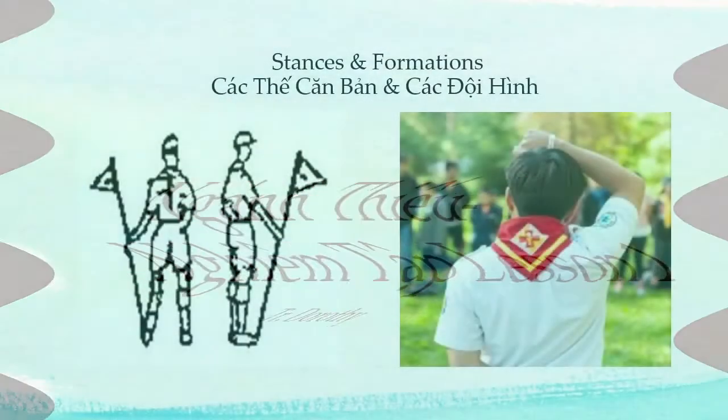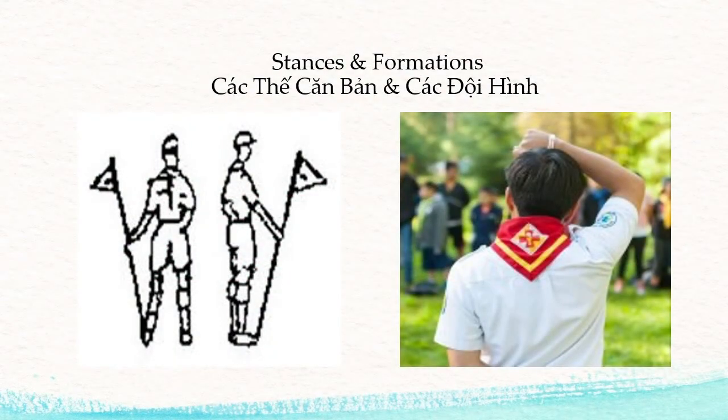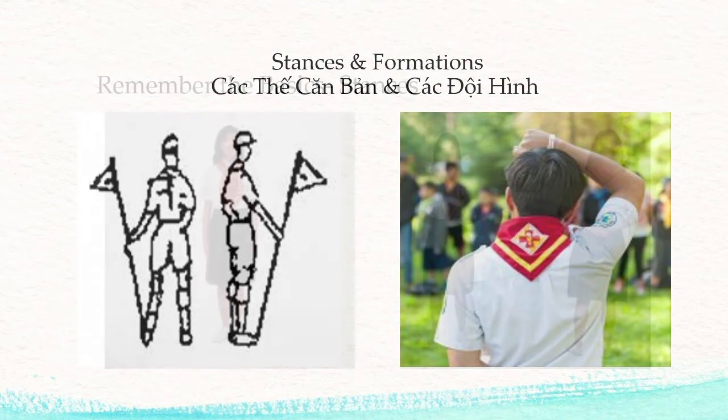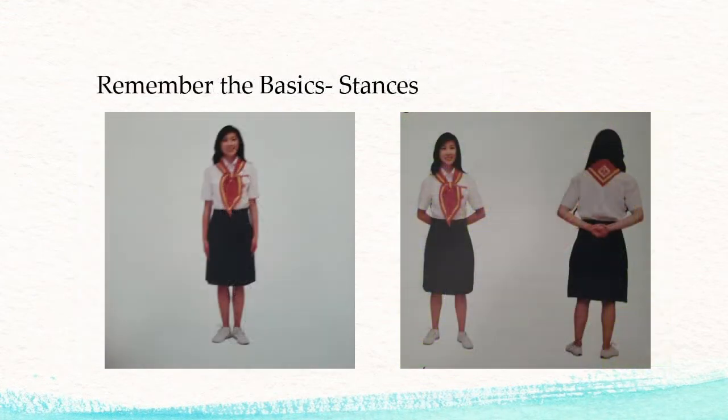For this week, we are going to review on the stanzas and formation of the VEYM, or in Vietnamese, các thế căn bản và các đội hình trong phong trào thiếu nhi thân thể. In phong trào, there are two stanzas, nghỉ, which is in translation, at ease, and Nghiêm, attention.